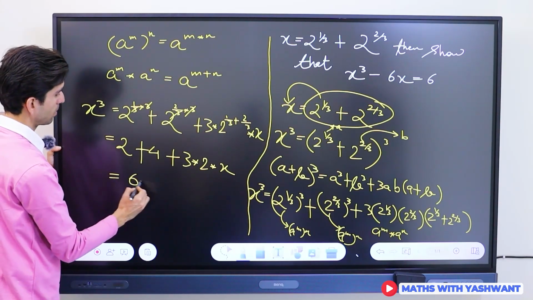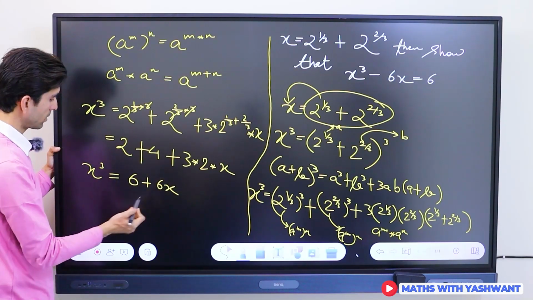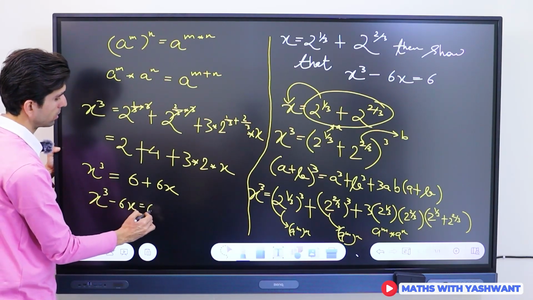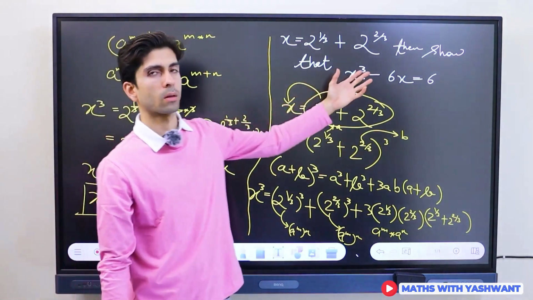So we get 6 plus 6x. x cube is equal to 6 plus 6x. And finally, we get x cube minus 6x is equal to 6. So this is what we were supposed to prove, right?